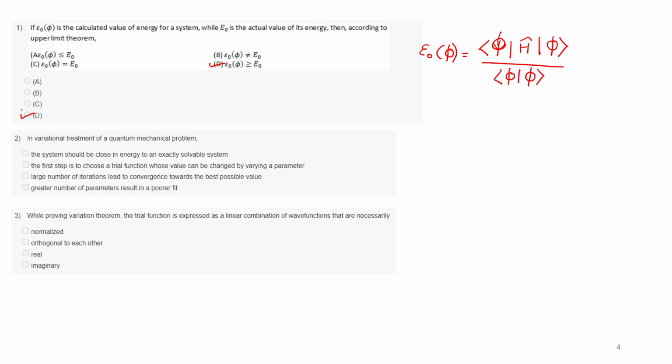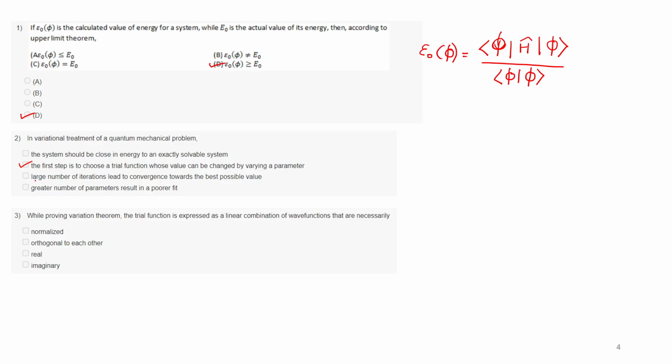Now let us go to question number 2, which states: in the variational treatment of a quantum mechanical problem, out of these four, which are the correct options? The system should be close in energy to an exactly solvable system. This is not a stringent criterion, so I am not going to check this. But what about the second statement? The first step is to choose a trial wave function whose value can be changed by varying a parameter. That is a correct answer because that is known as the trial wave function, and there is a variational parameter which you can vary.